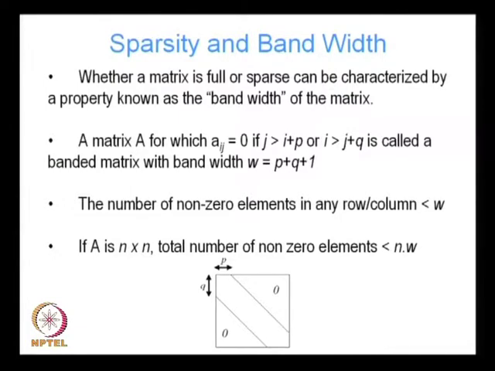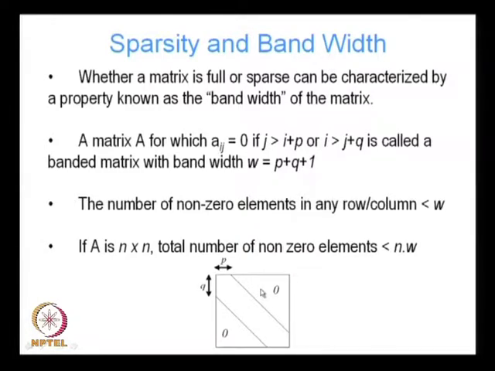Consider a matrix A for which Aij is equal to 0 if j is greater than i plus p. What does that mean? It means that if we consider a particular row, then all elements in that row which are more than p elements away from the principal diagonal are 0. Similarly, if i is greater than j plus q, it means that all elements in a column which are more than q elements away from the principal diagonal are 0.